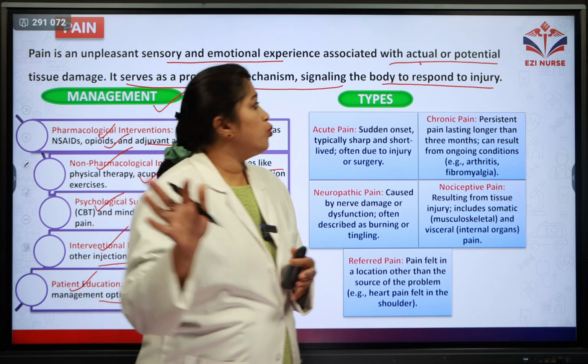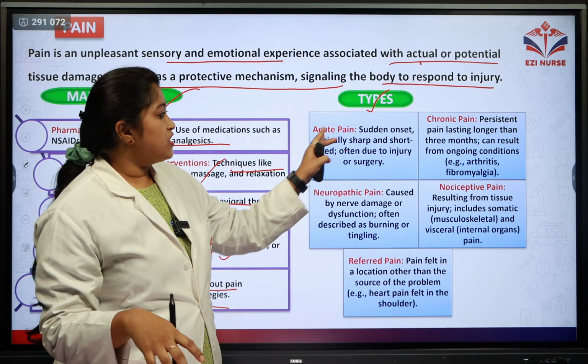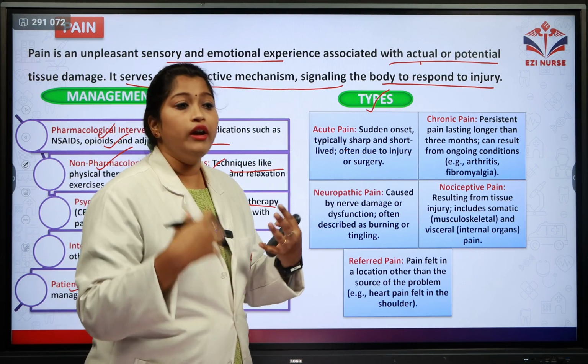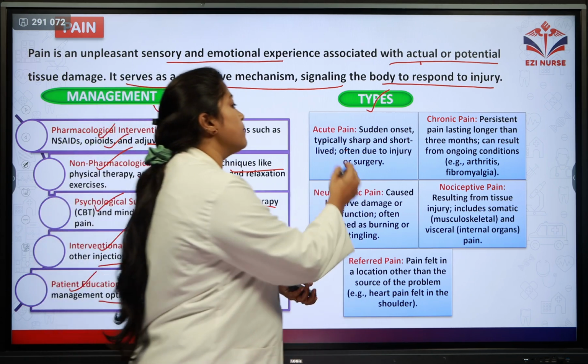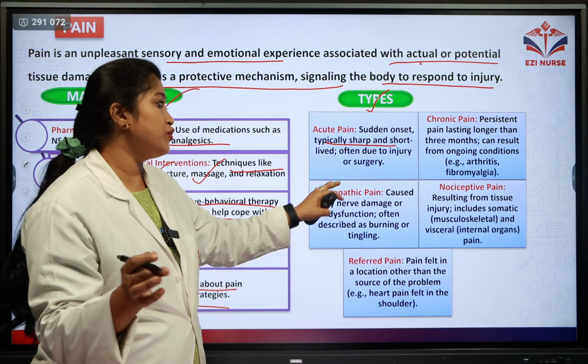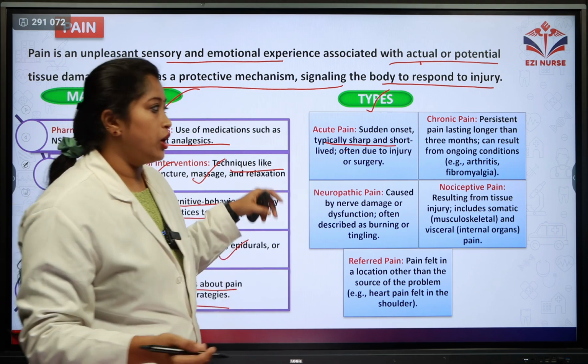So let's move on to the different types of pain. There are different types. The first one is acute pain, wherein there is sudden onset. You don't know, it just happens. Acute, that is sudden onset, typically sharp and short-lived. It doesn't stay for long, it lives for a short time, often due to injury or certain surgeries. You are having acute pain.